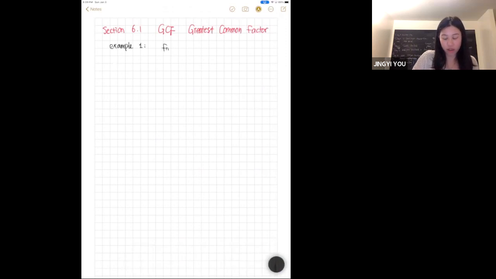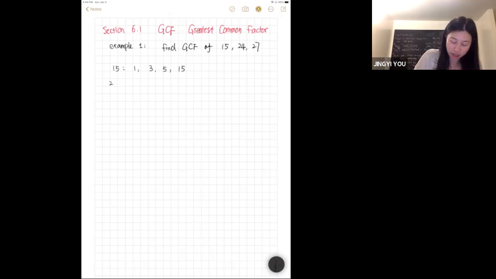I want you to find the greatest common factor of 15, 24, and 27. The first step is to find the factors of each number. For 15, I have 1, 3, 5, and 15. As for 24, I have 1, 2, 3, 4, 6, 8, 12, and 24. As for 27, I have 1, 3, 9, and 27.